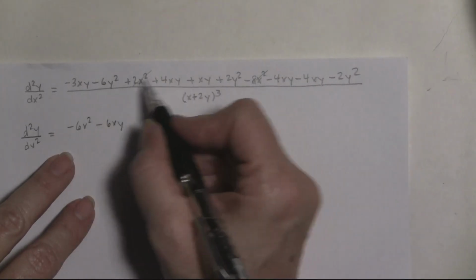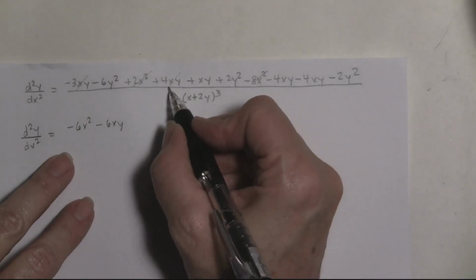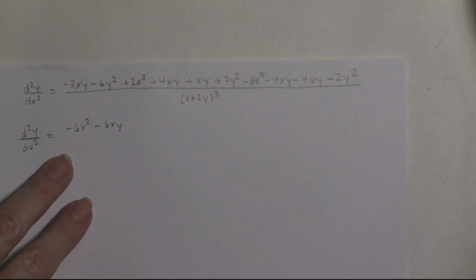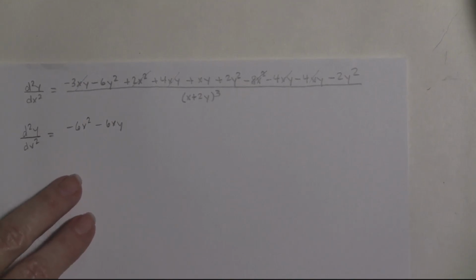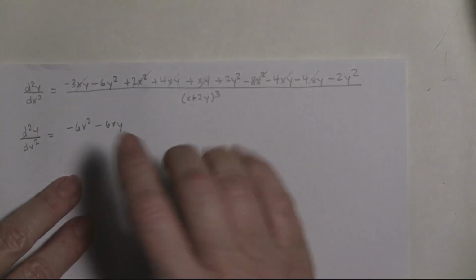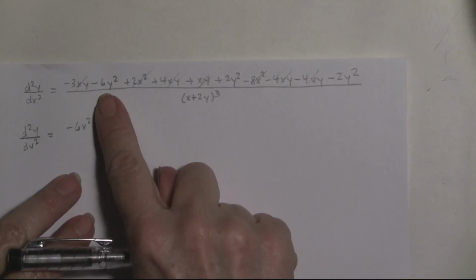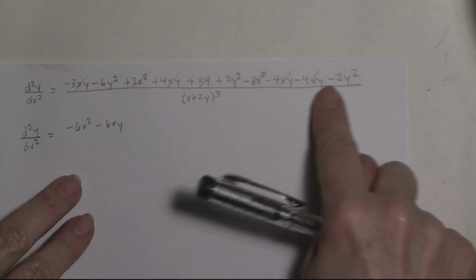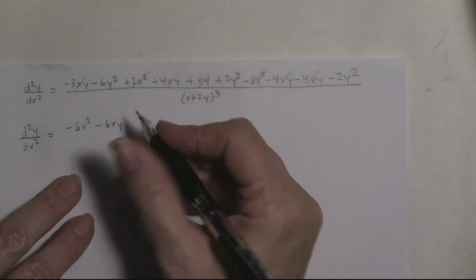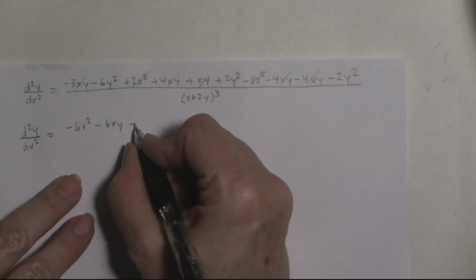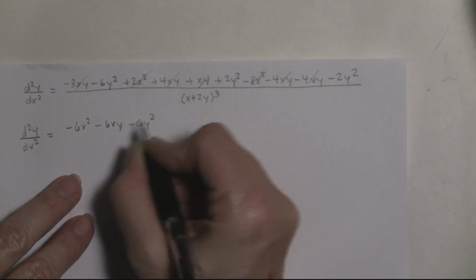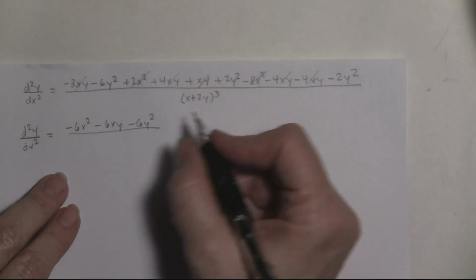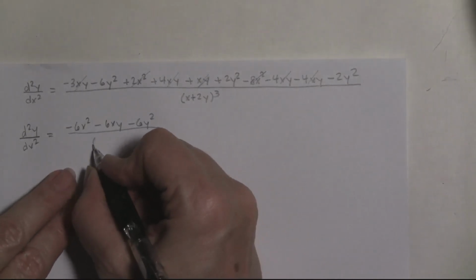So I got all these xy's. Then on the y squareds, I didn't get that one, but I did count it. Minus 6y squared plus 2y squared minus 2y squared, so minus 6y squared. All divided by that thing cubed, which is looking better.